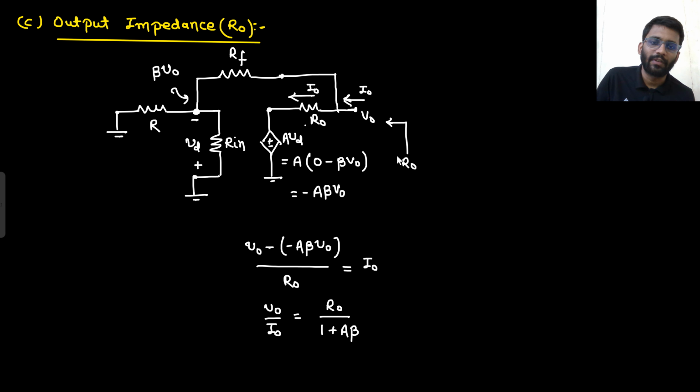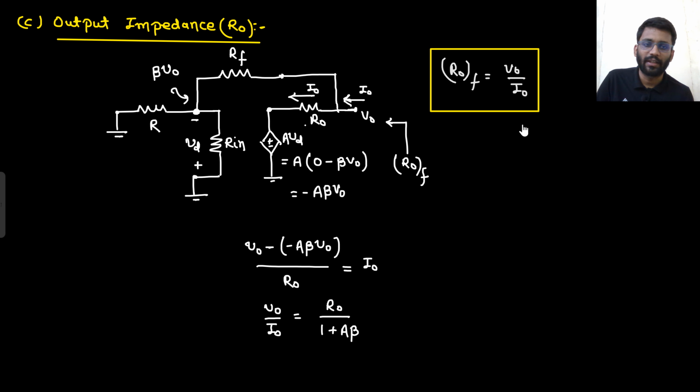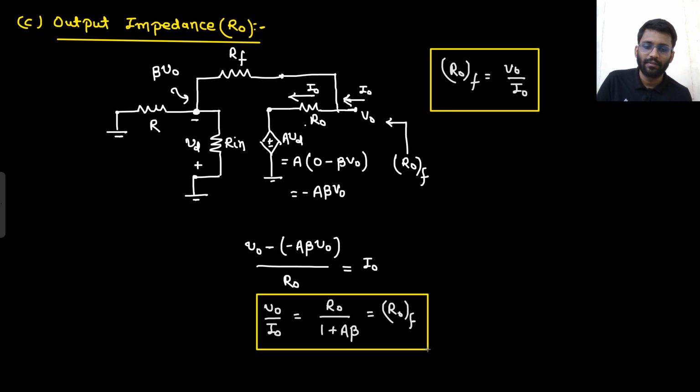That's it. So what was your R naught? I should call it R naught with feedback. So R naught with feedback is V naught by I naught. This is what I needed to calculate, and this is what I have calculated here. R naught with feedback is R naught upon 1 plus A beta.